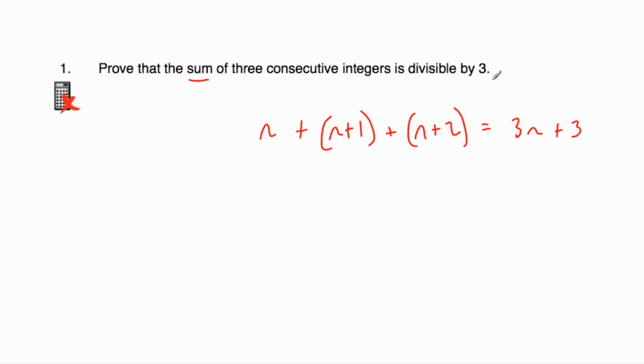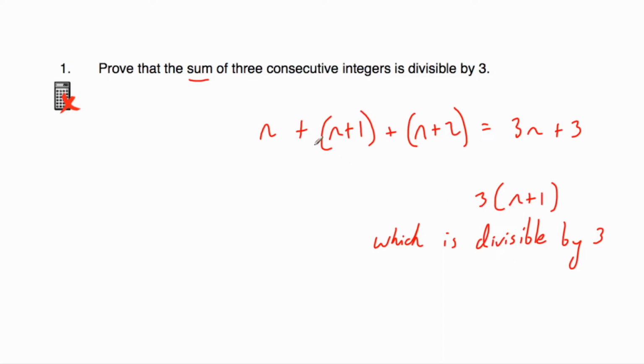Now to show it's divisible by 3, we want to factorize this and take 3 out as a factor. If we were to factorize this, we would get 3 bracket n plus 1. Just dividing both of these by 3 would give us our n plus 1. So we've got 3 bracket n plus 1, and as you can see here, that's 3 times something. Because it's 3 times something, that means it's divisible by 3. It means it's in the 3 times tables.